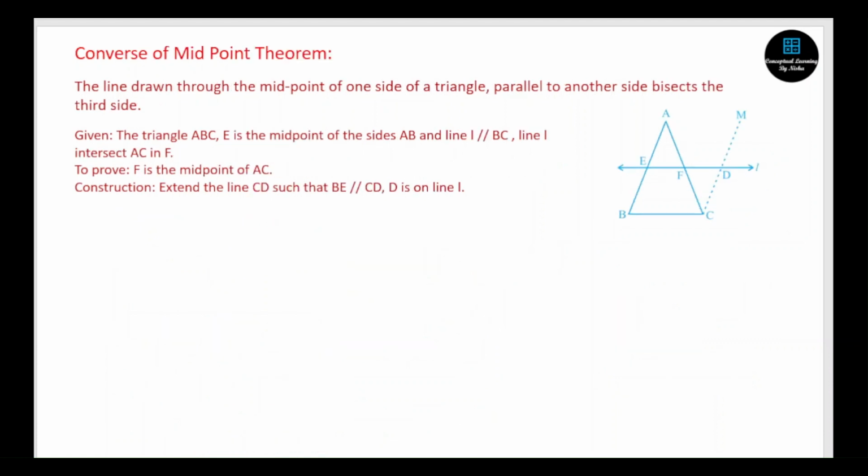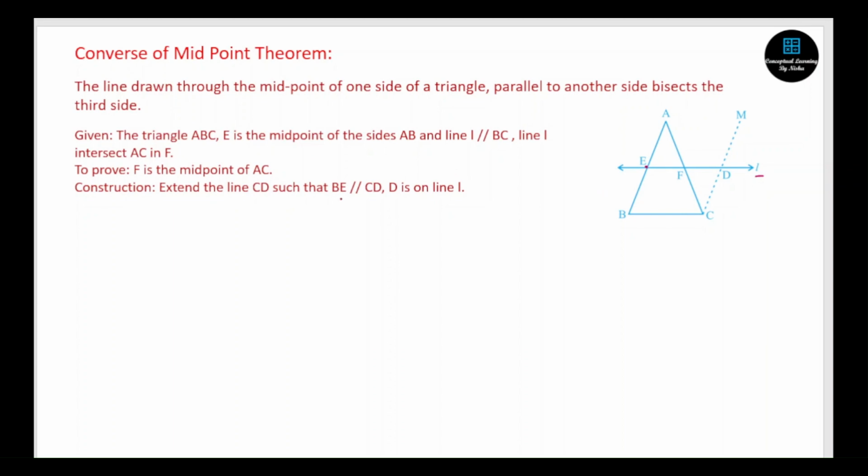Great. Now the converse of the midpoint theorem. What it is saying: the line drawn through the midpoint of one side of a triangle parallel to the other side bisects the third side. Now means what? E is given as the midpoint of AB. The line passing through E, which is line L here, is parallel to BC, that is given to us, and L intersects AC in F. We have to prove that F is the midpoint of AC. Do you understand what we have to prove now?